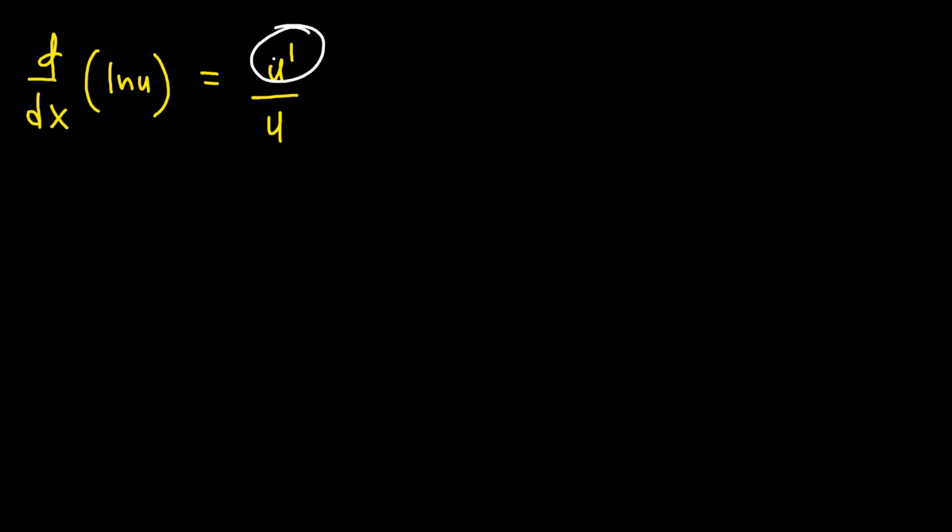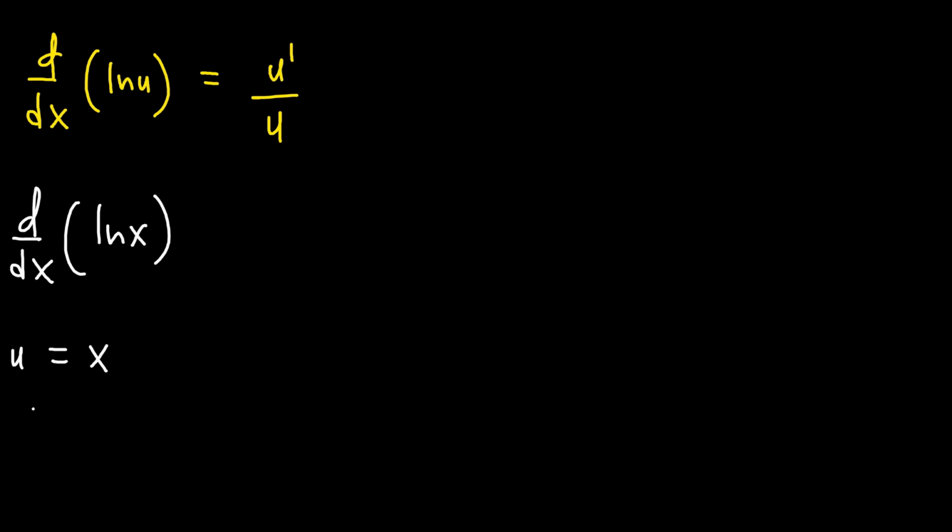Now let's see how we can differentiate natural logarithms. Whenever you have the derivative of natural log of u, this will be equal to u prime divided by u, where u prime is the derivative of u. So if you want to find the derivative of natural log of x, in this case, u will be equal to x, and if you differentiate this, you get 1. So this will be equal to u prime, which is 1, divided by u, which is x.